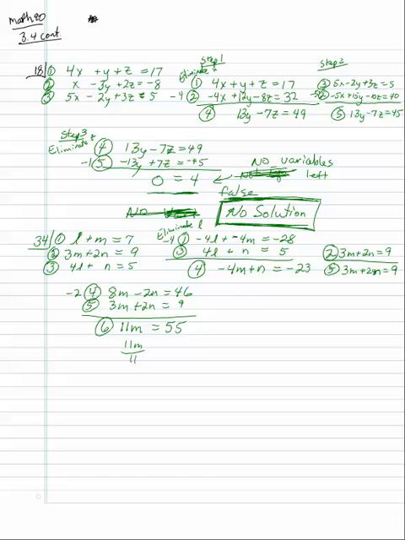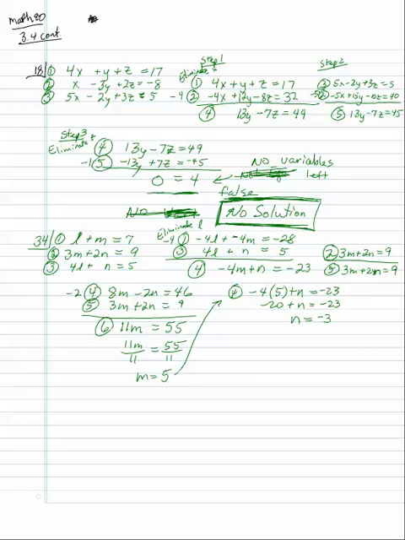Let's solve it. So 11m divided by 11, so m equals 5. Now I'm going to take m and plug it into equation 4 or 5 to get another variable. So let's plug it into 4. So that's negative 20. Add 20 to both sides. So n is negative 3.